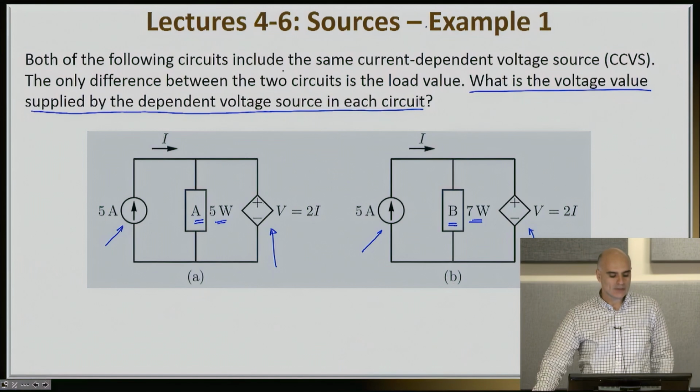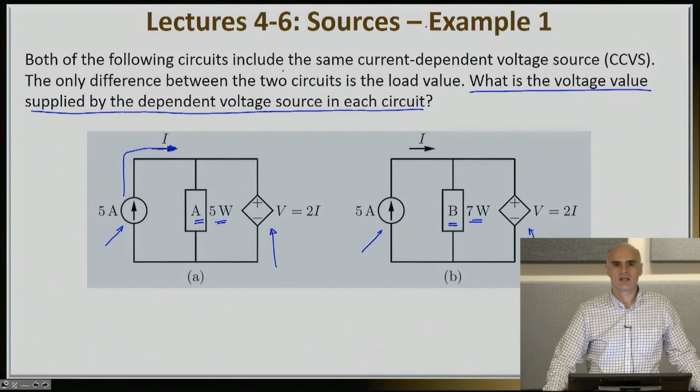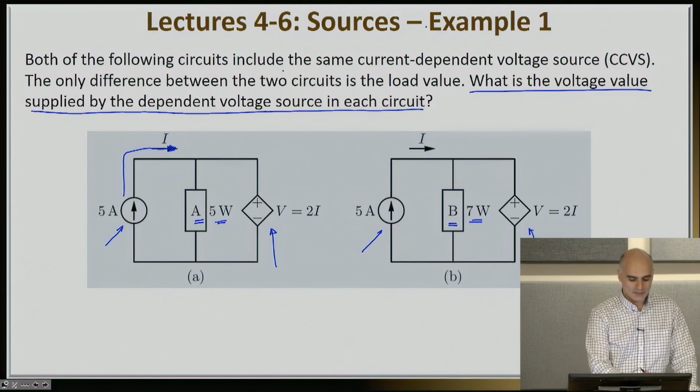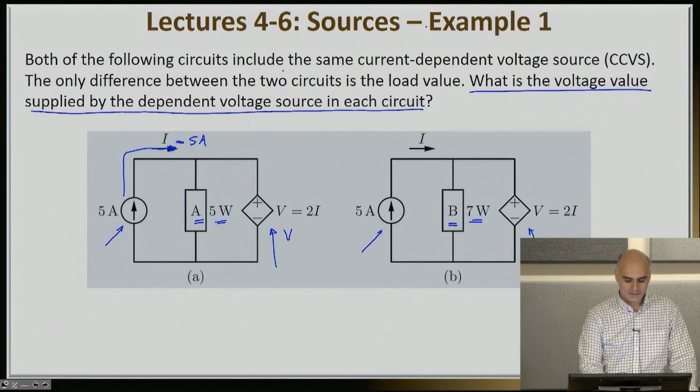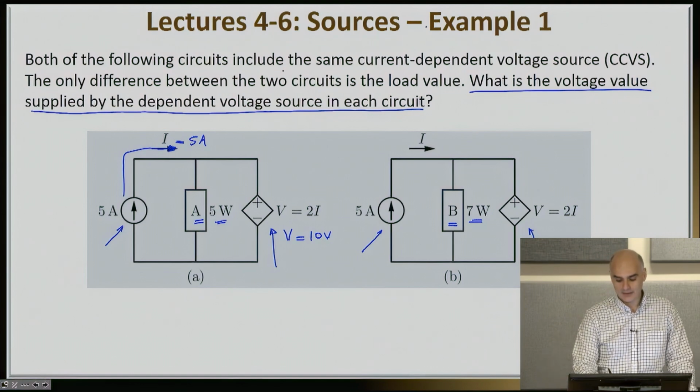So if I look at the circuit on my left, this current I is clearly the current that comes out of my independent current source. And since the independent current source has a value of 5 amps, it means that this current I is equal to 5 amps. And so that means that this voltage V is equal to 2I, therefore this is equal to 10 volts. Now let me look at the circuit to my right.